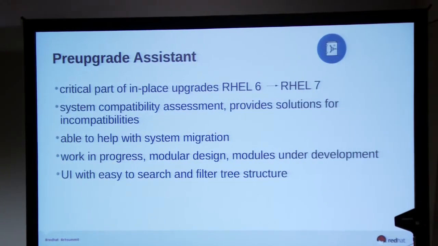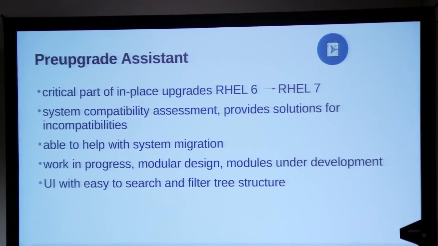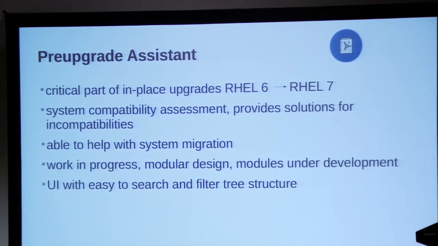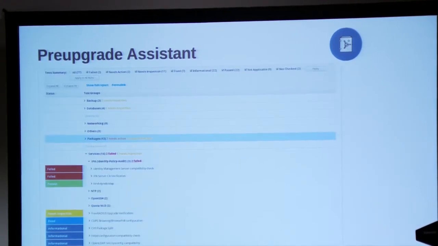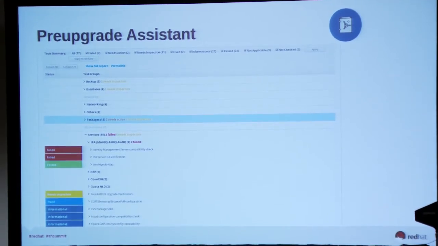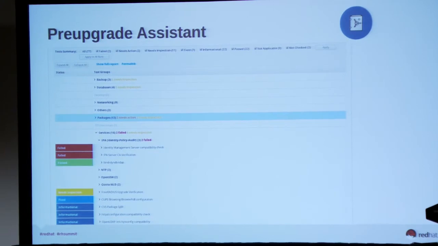It is still a work in progress, and thanks to modular design, we expect more and more modules will come later on, even after the RHEL 7 GA. On the next slide, you can see the structure of the report. There is a tree structure. You can see the networking part. You can see services sorted by the services. And if you click on these items, you can see some solution text and instructions. I really recommend you try these packages from the RHEL 7 beta download, because these are not yet available in the RHEL 6 channels.